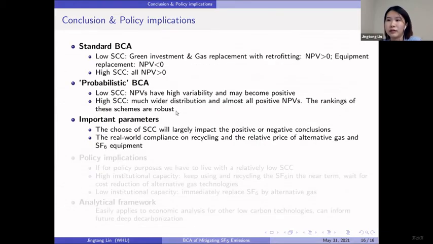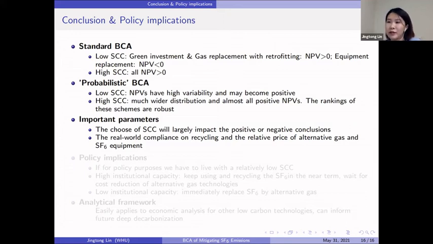Here comes our conclusion. Firstly, the standard BCA result indicates that if we adopt the current level of the social cost of carbon values recommended for regulatory analysis, we are able to achieve positive net benefits in mitigating SF6 emission by the green investment and promoting a GIS retrofitting scheme. Replacing the current GIS will lead to negative net benefits. However, if we use a much higher SCC, all schemes will achieve positive net benefits.